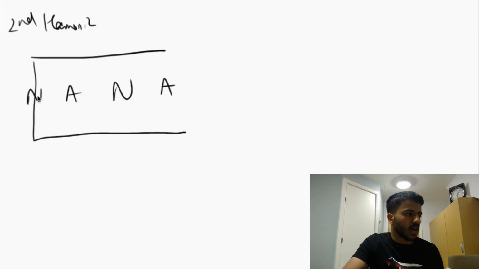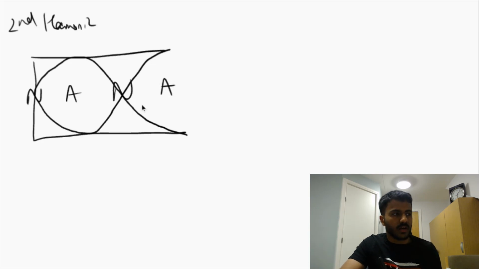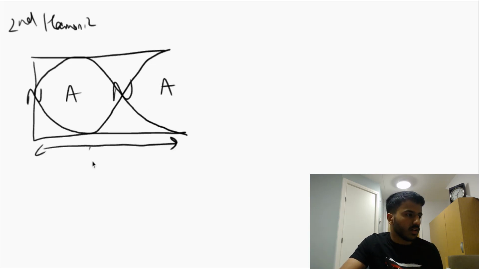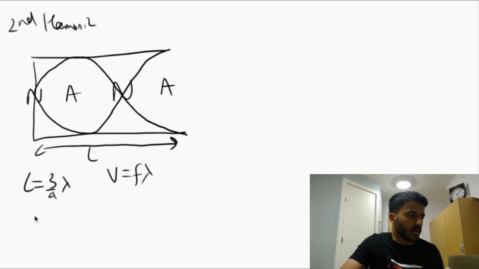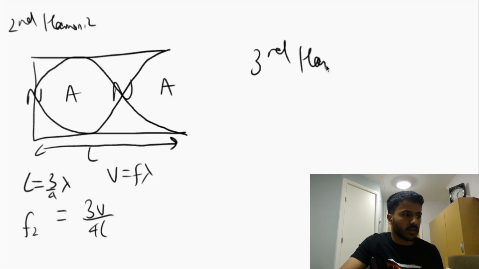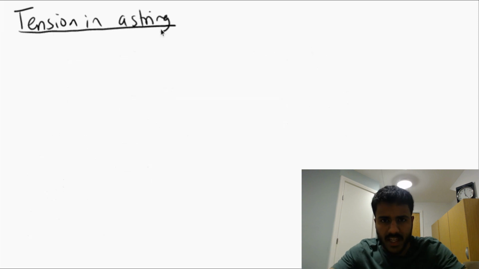For our second harmonic, we will get a structure like this. And if we draw our wave pattern, we can see now that in this length L, we form 3/4 of a wavelength. Because V equals F lambda, this time the second harmonic frequency is equal to 3V over 4L. And once again, if you try out the third harmonic, you will find out that the third harmonic is equal to 5V over 4L.